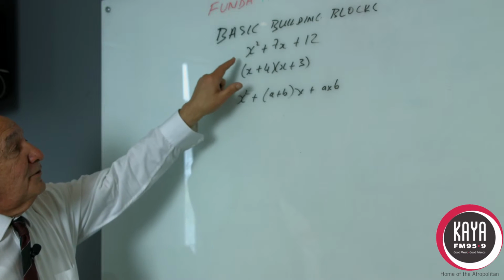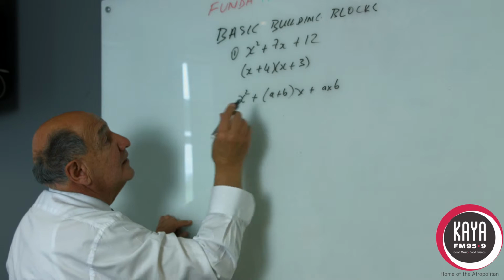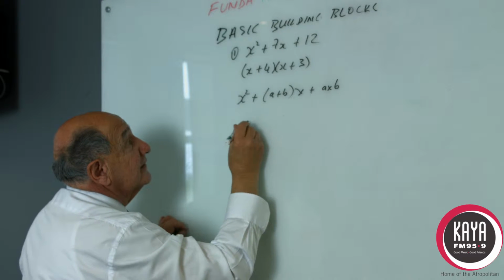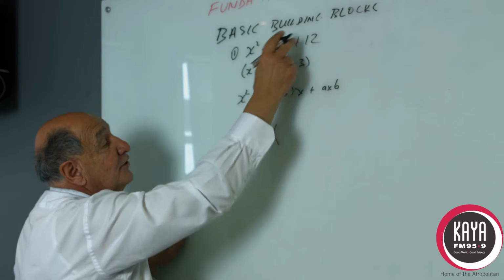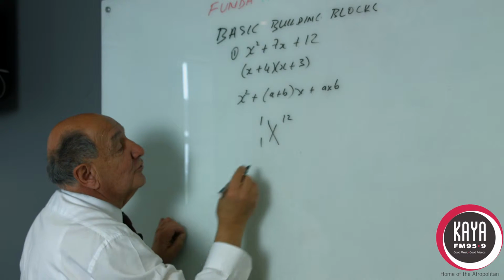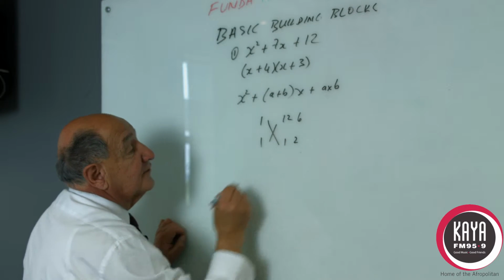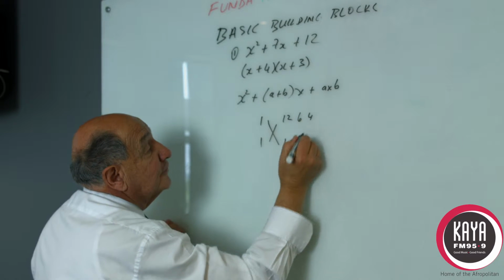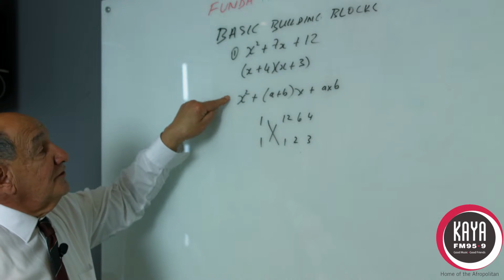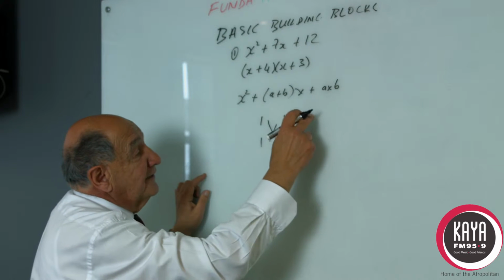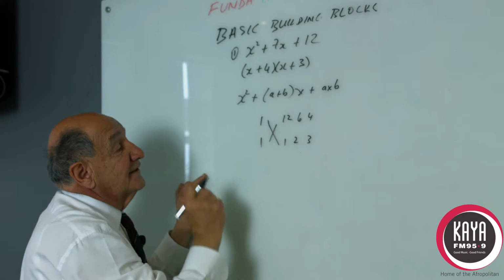The way we do that, starting with the first equation: the factors of the x squared is 1 times 1. 12 can be broken up into 12 times 1, 6 times 2, and 4 times 3. From the general equation, we need to add the factors. So we need the two factors that make 7. So a plus b must equal 7.